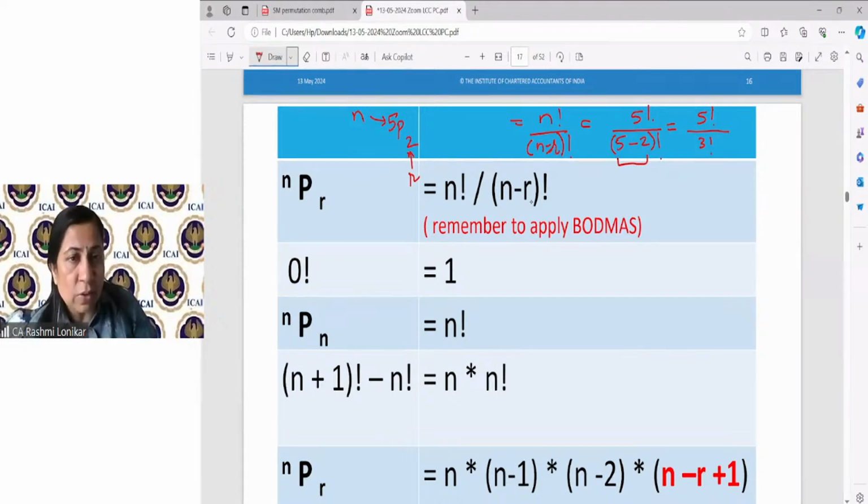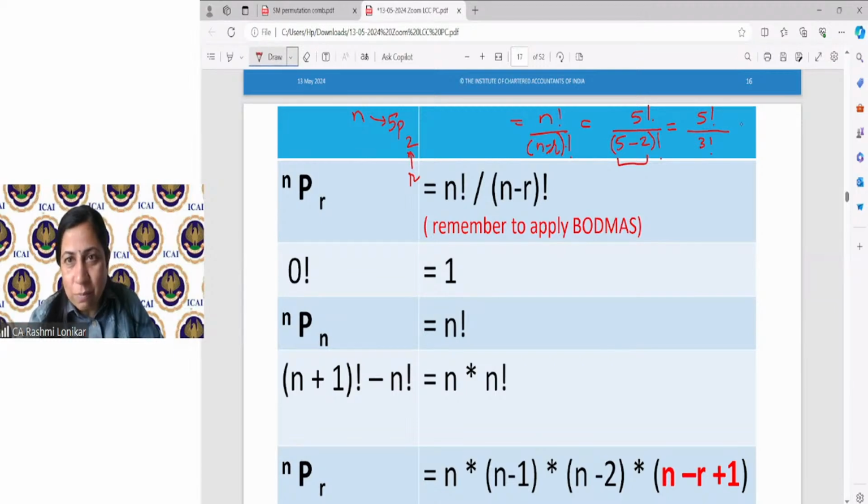nPn is n factorial. This is also important for theory. How much is nPn? Is equal to n factorial. (n plus 1) factorial minus n factorial is n into n factorial. That I will explain. Is there somebody? Oh, very nice. Natasha, you've solved it also. So nice. 5 factorial is 120.